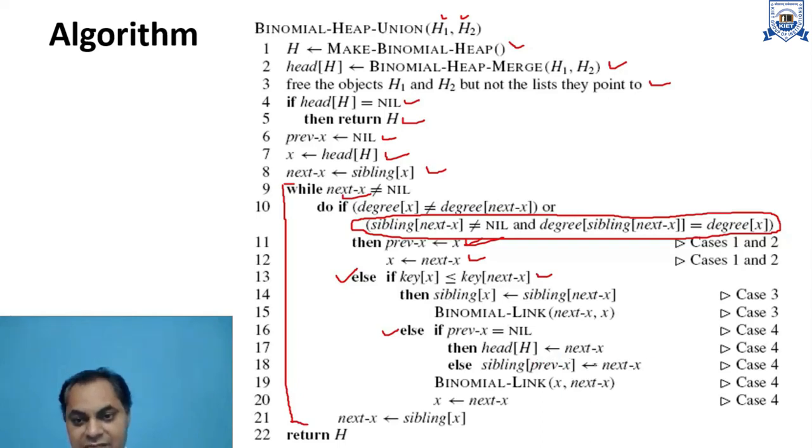Otherwise, the sibling of previous of x becomes next of x, and we use the binomial link procedure in which next of x becomes the parent of x. After that, next of x becomes the x, and sibling of x becomes the next of x, and this loop continues until next of x becomes nil. After the whole root list is processed, it returns the final binomial heap. Now let's consider this binomial heap union operation using graphical representation, and then we'll do one example.